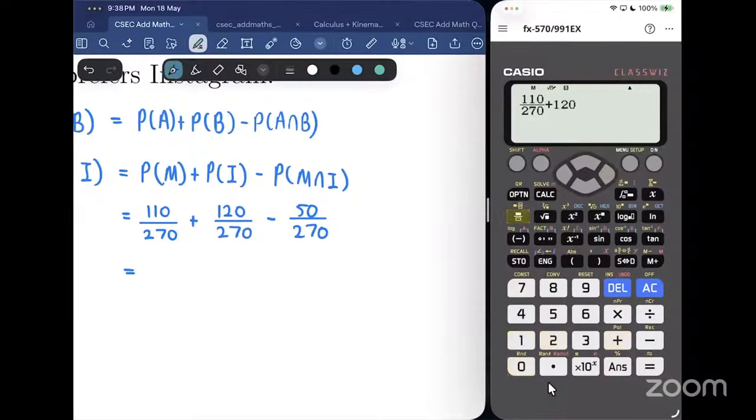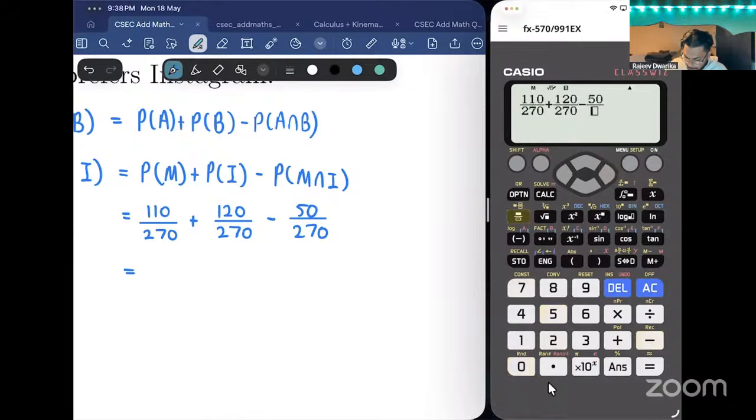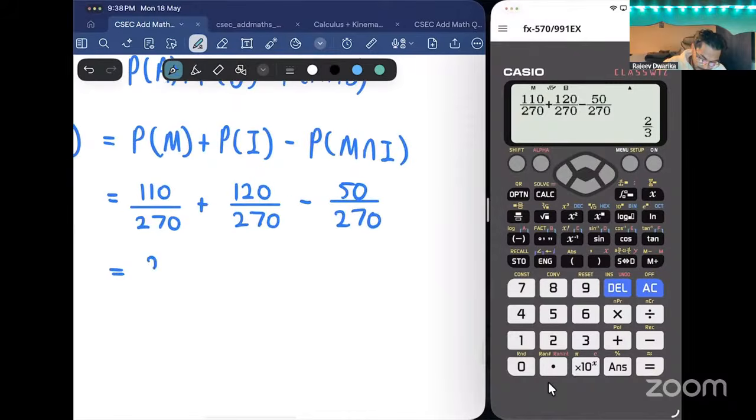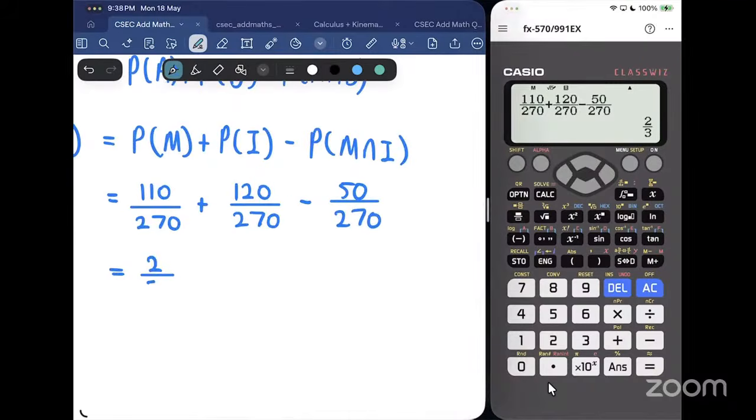Okay, I got 2/3. Let me verify that. All right. 2/3. Okay, yeah, nice. That's the correct answer. That is the correct answer.